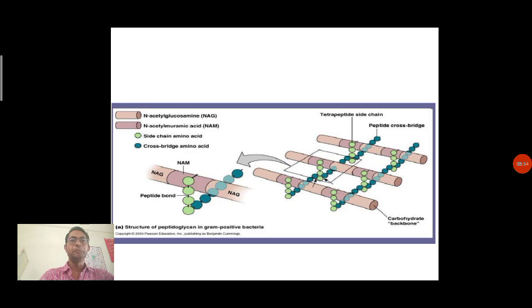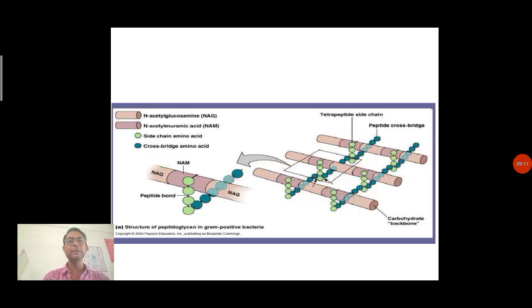So here you can see the peptidoglycan layer is there, and the side chain of peptide is also present. Here you can see the NAM and NAG, N-acetylglucosamine and N-acetylmuramic acid. They are present in an alternating structure, and along with this you can see there is a presence of cross bridge of amino acid and side chain of amino acid. So in this way this structure gets intermingled with each other, and they provide rigidity to the cell wall.